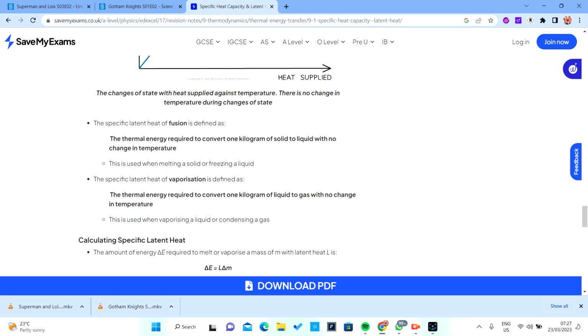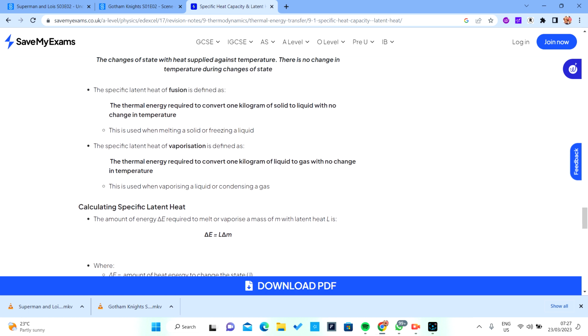Vaporization is the energy required to convert 1 kilogram of a liquid to gas with no change in temperature. It can also be the reverse case. So this is the formula to calculate the heat energy required to change the state of a substance from one state to another. You need the mass, and then you need the specific latent heat, and then you get the answer.